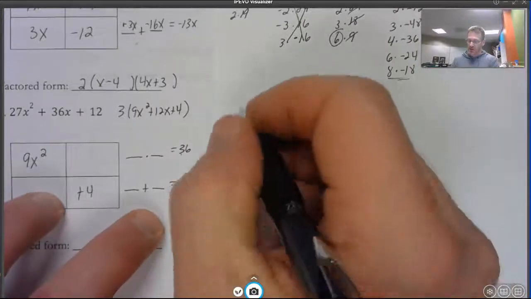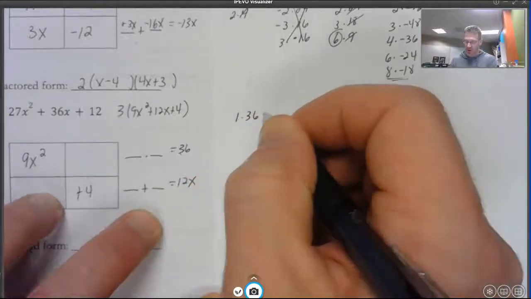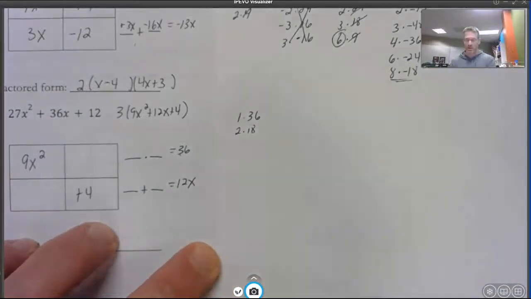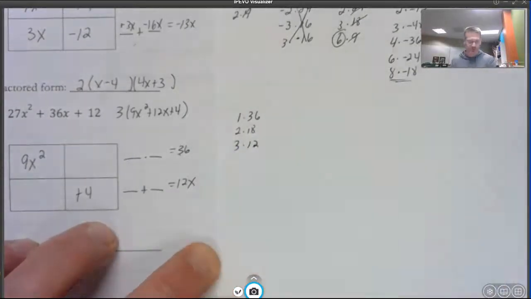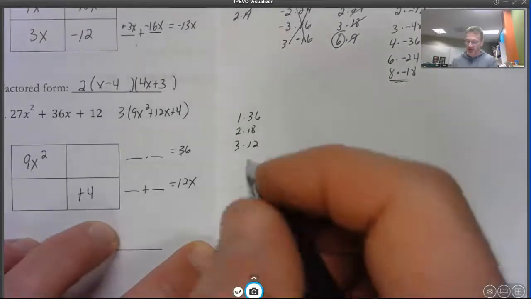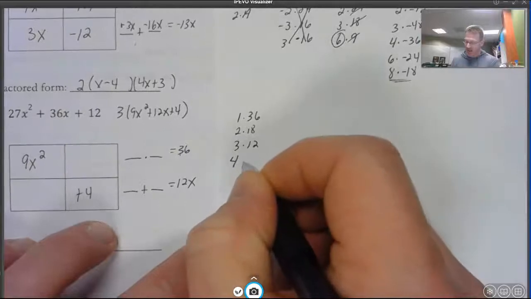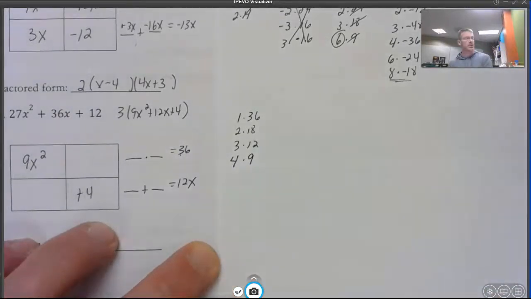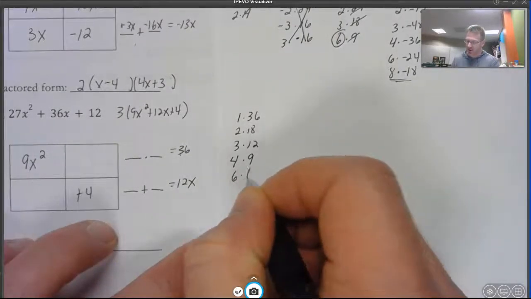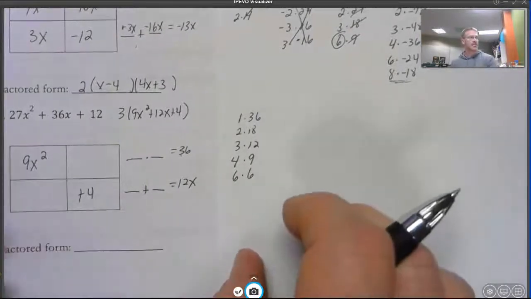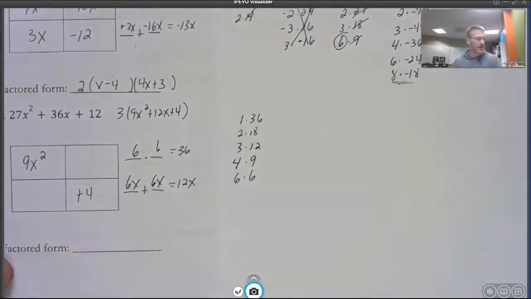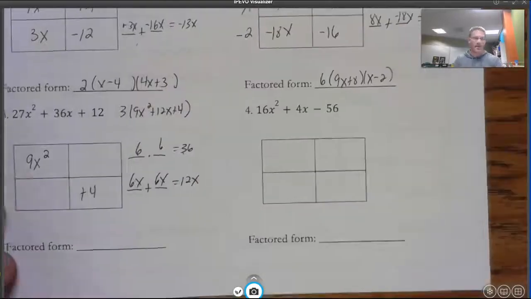So when I think about 36, 1 times 36, I add those, that's 37. 2 times 18, add those, that's 20. 3 times 12, that is 15, so we're getting closer. 4 times 9, that's 13, really close. 5 doesn't go into 36, and then we do 6 times 6, and there it is. 6 times 6 is 36, and then 6x plus 6x is 12x. So let's drop those two in.